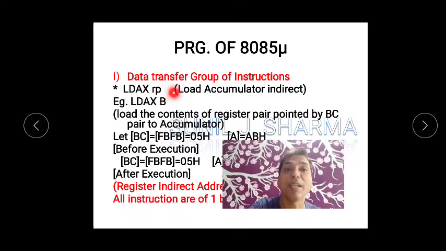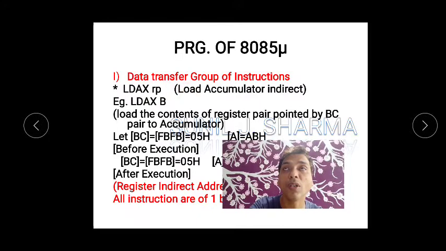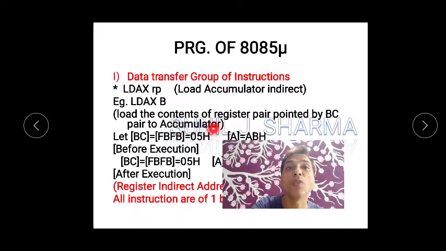Now we can do the same thing with one more instruction, that is LDAX RP, where RP is the register pair. X means register pair, which I already told you. LDA is the same as what we have done before. The working of the instruction will be different, but the output will be the same. Load accumulator indirect. So LDAX B, let's assume B we will take. LDAX B loads the contents of the memory location pointed to by the BC pair into the accumulator.